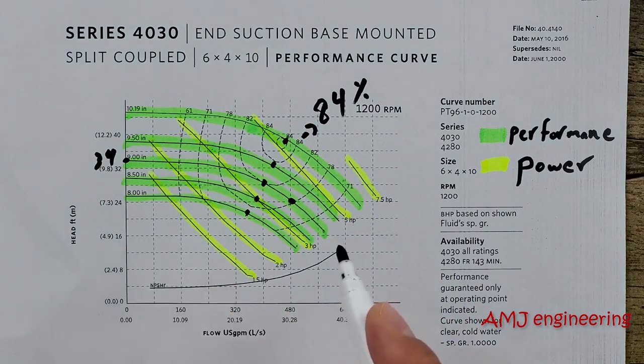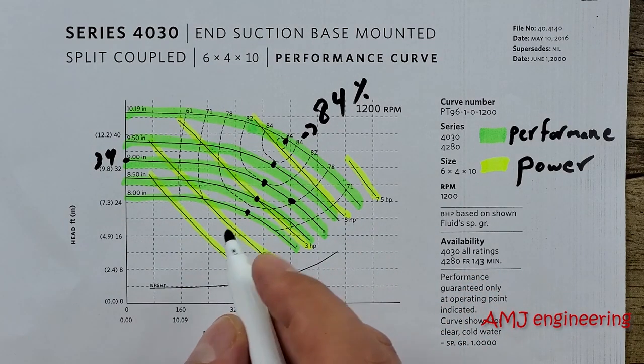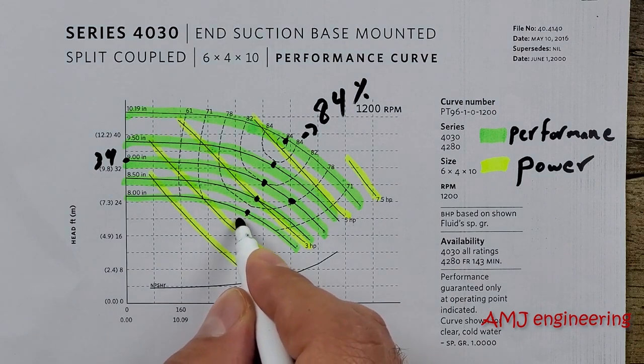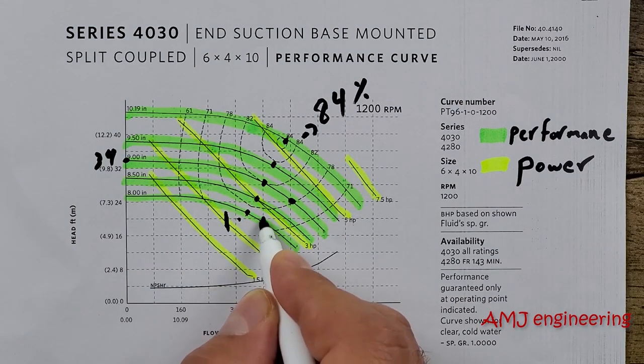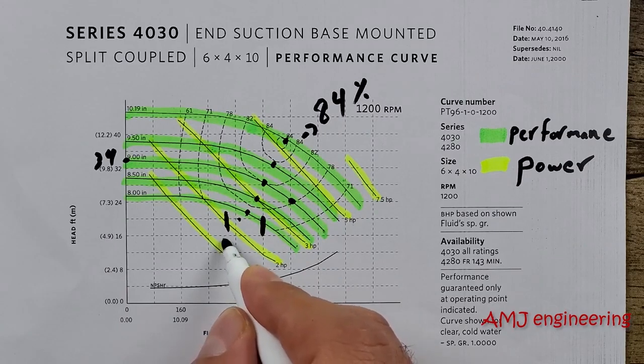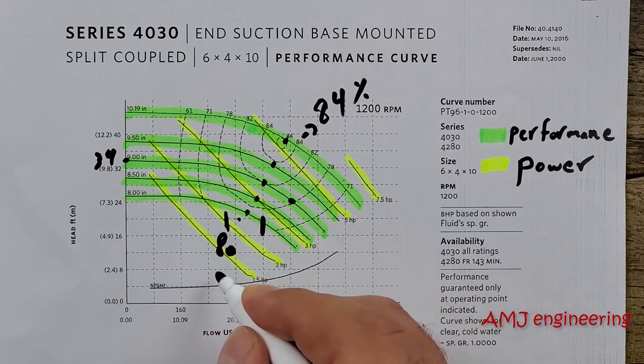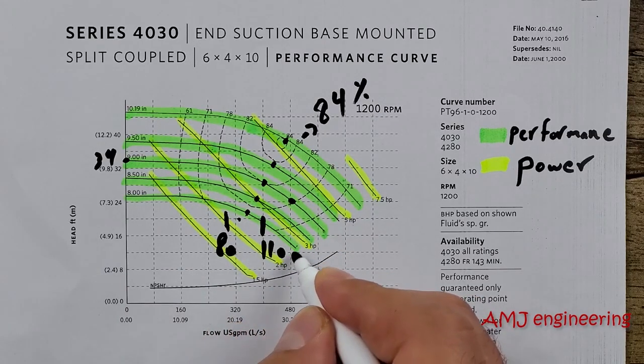Operating your pump outside of the recommended range will most likely shorten the pump life. A guideline is to locate the operating point between 110% and 80% of the best efficiency point flow rate.